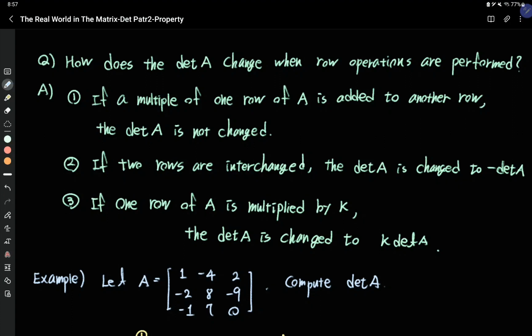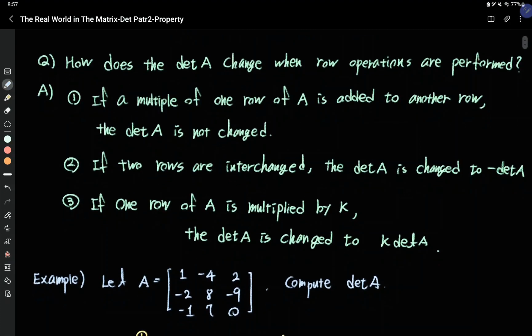The answer is this: if a multiple of one row of A is added to another row, that's one of the row operations, right? There are three row operations. Then the determinant of A is not changed. So adding a multiple of one row of A to another row will not affect the determinant of A.